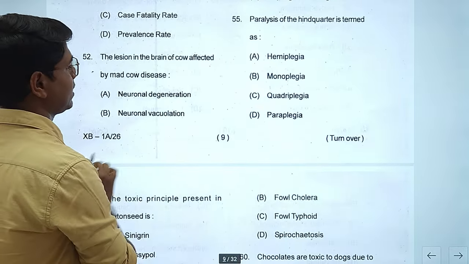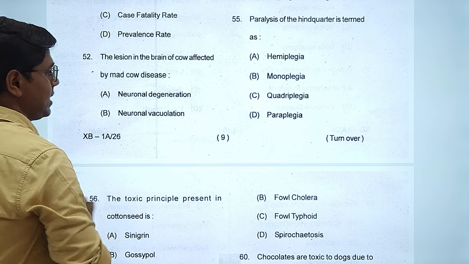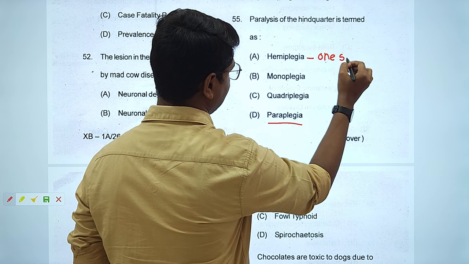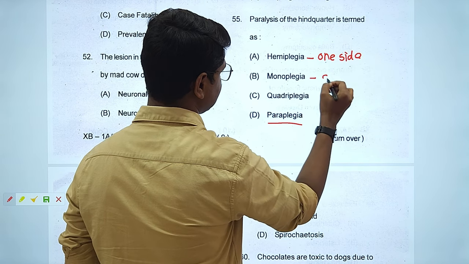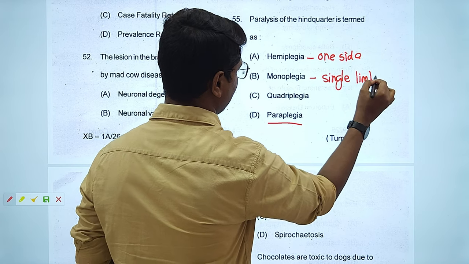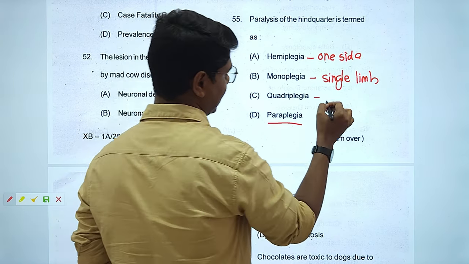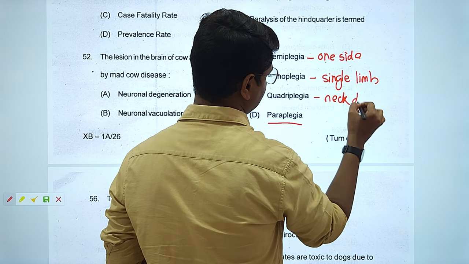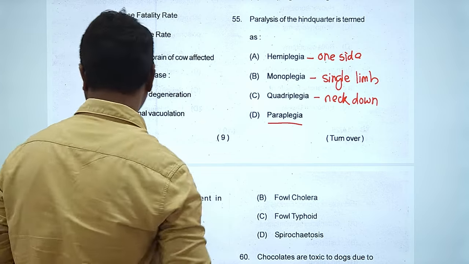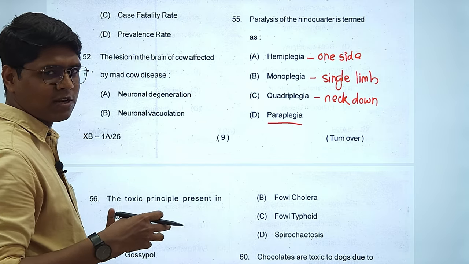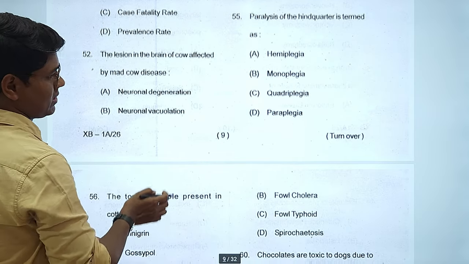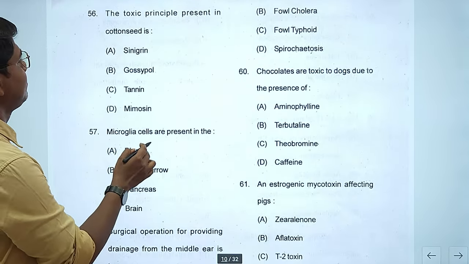55. Paralysis of the hindquarter is termed paraplegia. Hemiplegia is when one side of the body is paralyzed. Monoplegia, a single limb. Quadriplegia is basically paralysis from the neck down, all four limbs paralyzed. Paraplegia is basically two limbs. You will find many cases of posterior paraplegia, most probably in cats. Posterior paraplegia means the hind limbs have been paralyzed.